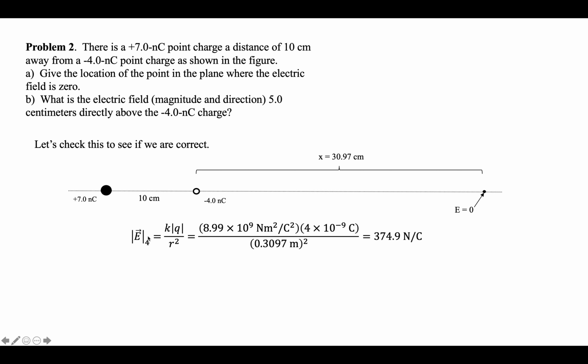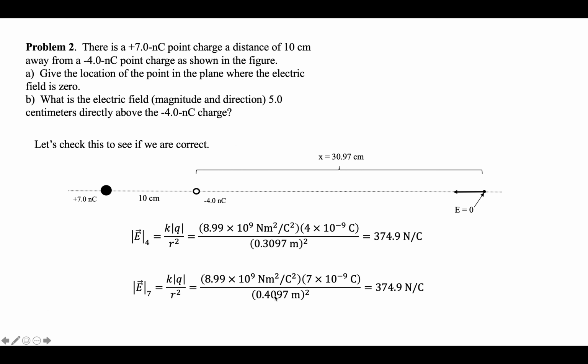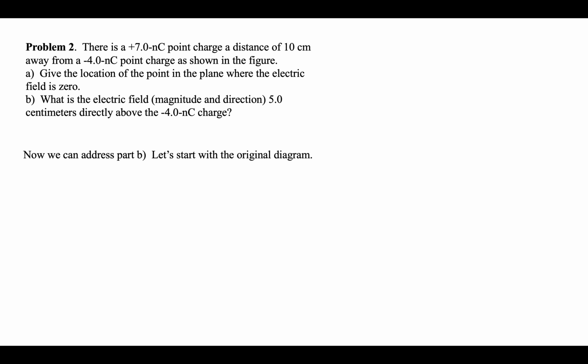Now I can calculate the field from the 7, and that is 40.97 centimeters away, which is 0.4097 meters. And I get that the field from the 7, 40.97 centimeters away, is indeed 374.9, and that is to the right. So these two vectors indeed cancel out, and the electric field is 0 at this point. Now I'm happy. We can go on to part B.